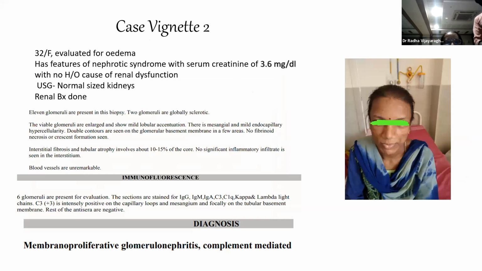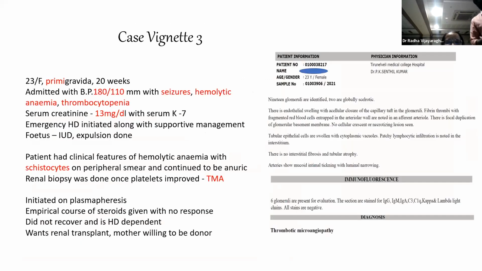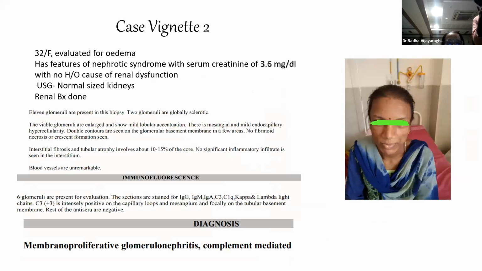The second case was a 32-year-old female who was evaluated for edema, who had features of nephrotic syndrome with a serum creatinine of 3.6 milligrams per deciliter, with no obvious history of renal dysfunction. Ultrasound showed normal size kidneys, and biopsy showed 11 glomeruli, out of which 2 were globally sclerotic. The viable glomeruli were enlarged and showed mild lobular accentuation with mesangial and mild endocapillary hypercellularity. Double contours were seen on the GBM in a few areas. IFTA was 10 to 15%.